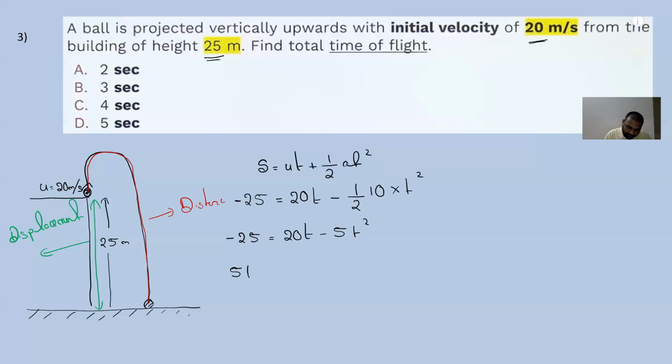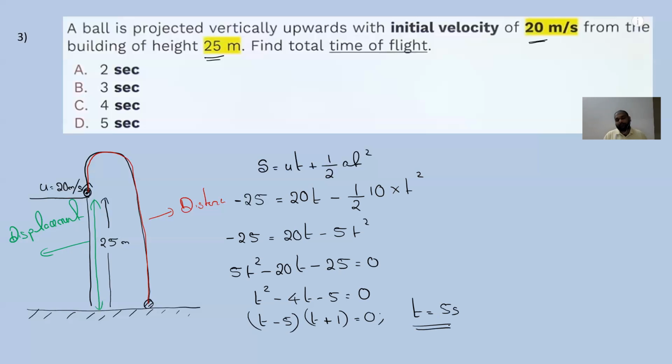Bringing this to one side, 5t square minus 20t minus 25 is equal to 0. So cancelling this 5, t square minus 4t minus 5 is equal to 0. We can factorize this easily. So we will be getting t minus 5 into t plus 1 is equal to 0. So t is equal to 5 seconds is acceptable. t is equal to minus 1, we need not take. So the answer is going to be D.